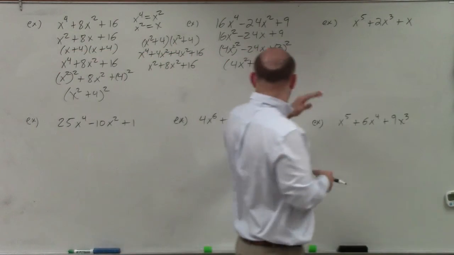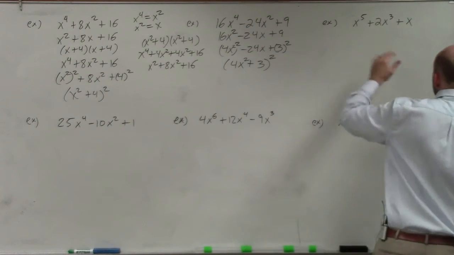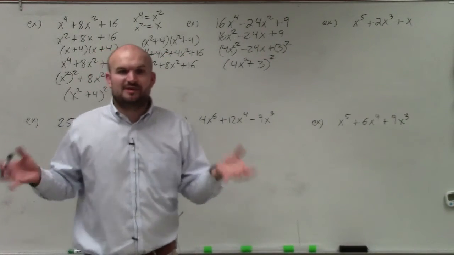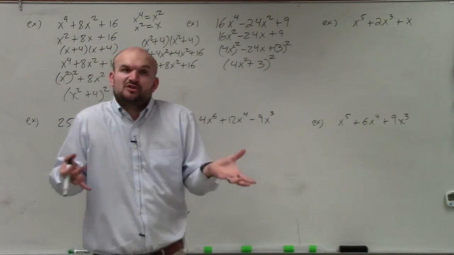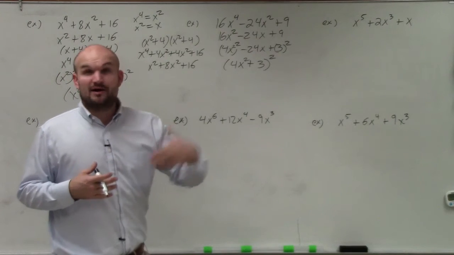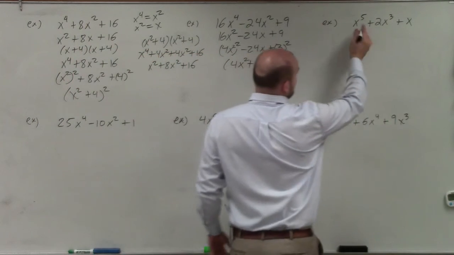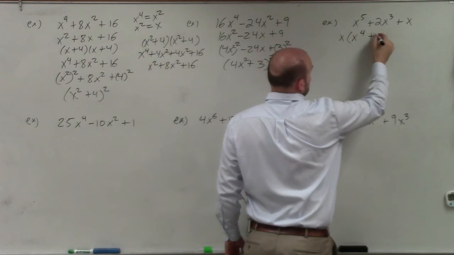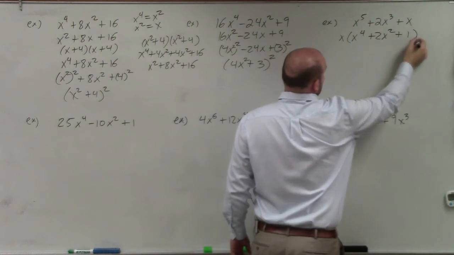Now, when we start getting into powers that are like to the 5th power, what we realize is, well, we can't have values that are exactly the same that are going to multiply to the 5th. So what we want to first do is see if we can factor out a common factor. And you can see in this case, each one of these terms has an x. So if I factor out an x, I'm left with x to the 4th plus 2x squared plus 1.